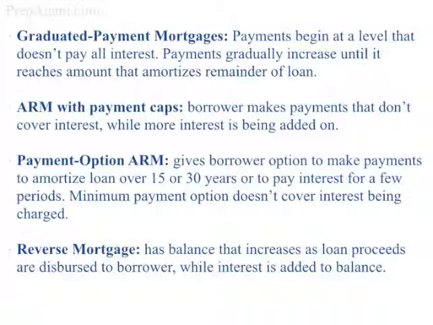ARM with payment caps: the borrower makes payments that don't cover interest while more interest is being added on. Payment option ARM gives the borrower the option to make payments to amortize the loan over 15 or 30 years or to pay interest for a few periods. The minimum payment option doesn't cover interest being charged. A reverse mortgage has a balance that increases as loan proceeds are dispersed to the borrower while interest is added to the balance.